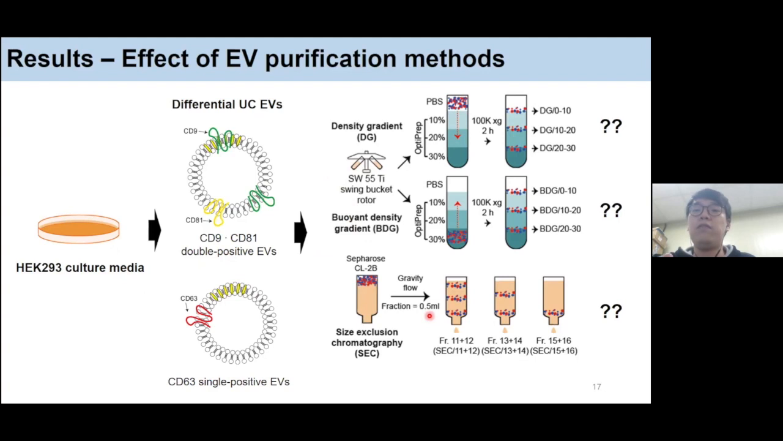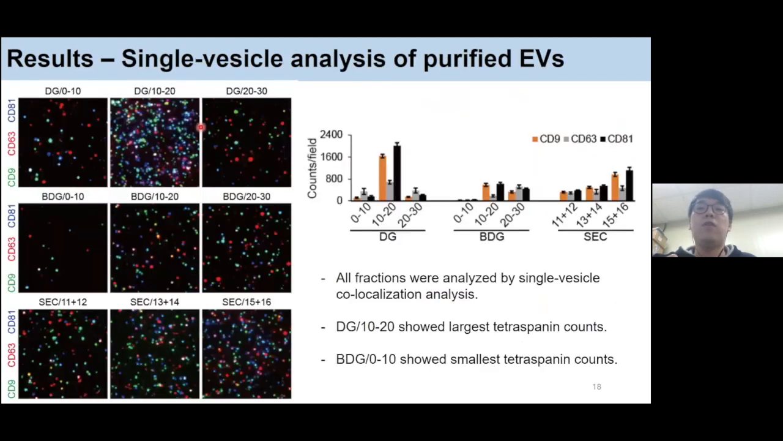And to investigate the effect of the EV purification method, we further purified EVs using 2 different OptiPrep density gradient methods and 1 size exclusion chromatography method. And we collected all fractions from the purification methods and analyzed their EV populations using our single vesicle analysis method. So all of the collected fractions were analyzed using the single vesicle tetraspanin analysis. Images on the slides are representative TIRF images of all fractions. And this suggested that the density gradient 10 to 20% fraction isolated the largest amount of tetraspanin expressing extracellular vesicles. On the other hand, the buoyant density gradient 0 to 10% fraction was the lowest yield fraction that showed too low a number of signals to be quantified for the further population analysis.